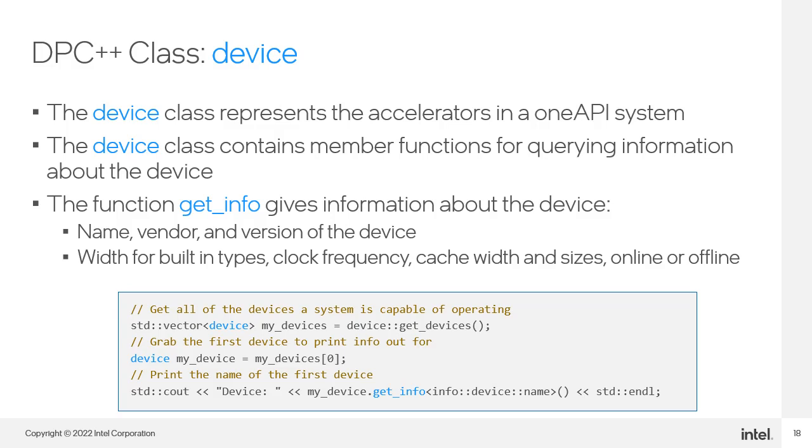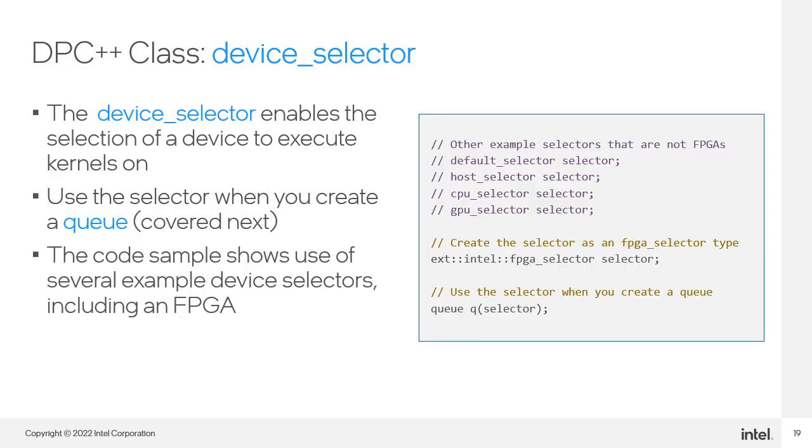We can also get the width for built-in data types, the clock frequency of the device, the cache width and sizes, and whether the device is online or offline. You can have as many accelerators as you so desire, as there is no limit. In this example code snippet, we show how to make a query to see the devices that are available and get information about them.